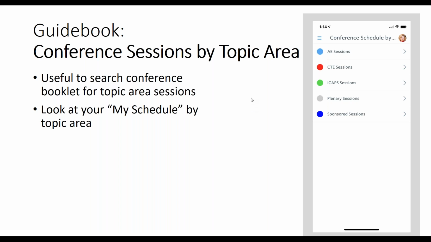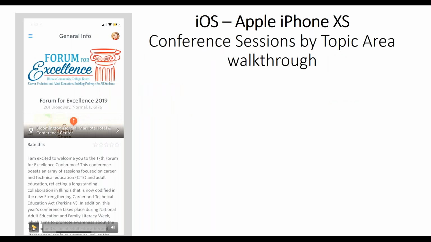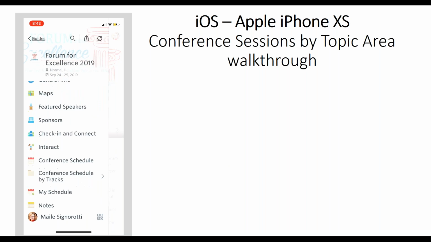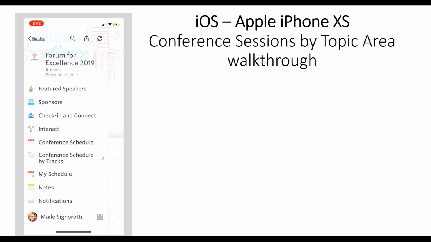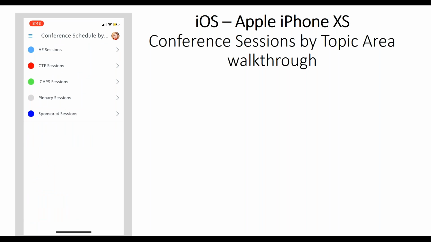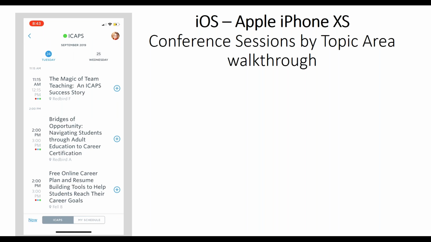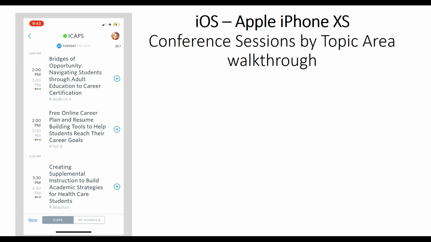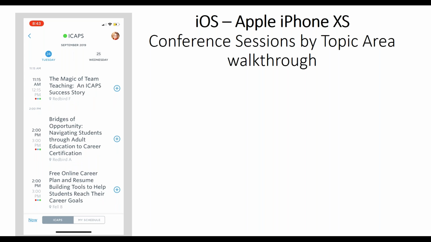It's useful to search all of our conference sessions by topic, and you can look at your My Schedule that you create by topic area as well. And we're going to show you another video of how to get to that section. Again, starting with our navigation menu, underneath the conference schedule, there will be a conference schedule by tracks folder. You select that and you can click any section that you like. I chose ICAPs, and you can see all of our different ICAP sessions that we have there on the Tuesday.